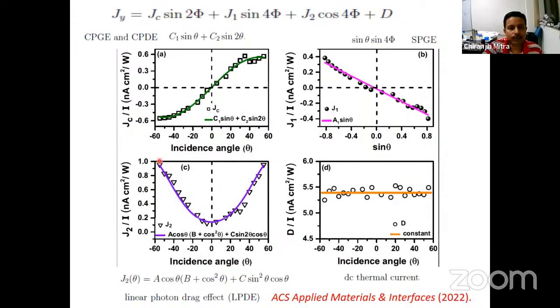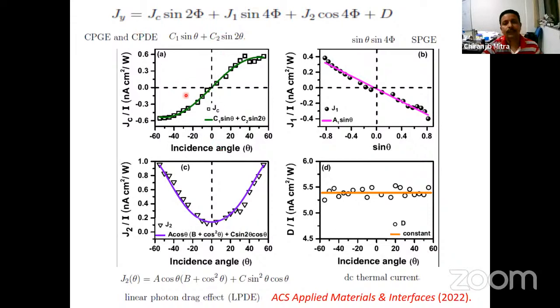So this is the equation, and this is as a function of theta. JC as a function of theta goes as C1 sine theta plus C2 sine 2 theta. JC is the circular photogalvanic part, the surface contribution, while this is the part which responds to the linear polarization. Here also the dependence is sine theta plus sine 2 theta. There are two components here: one is the circular photogalvanic effect and another is the circular photon drag effect.